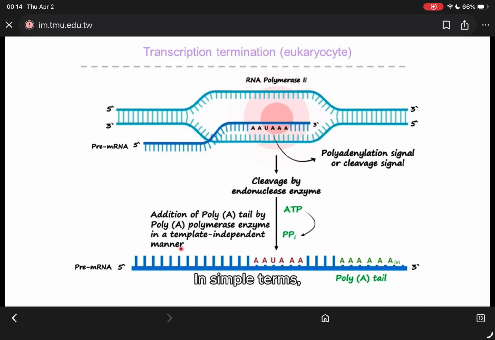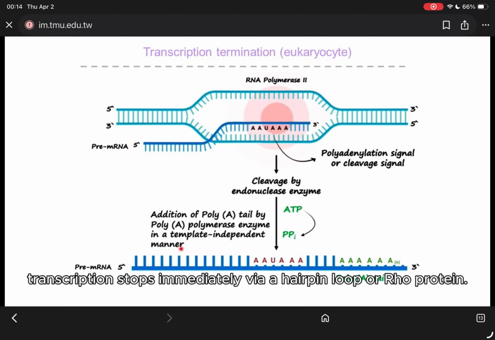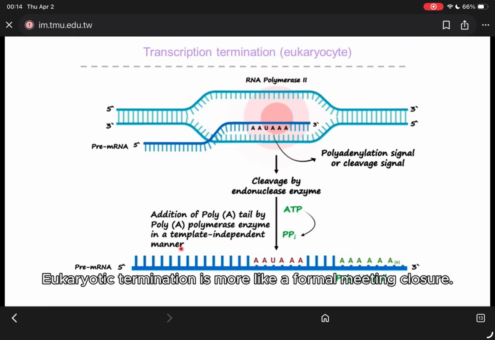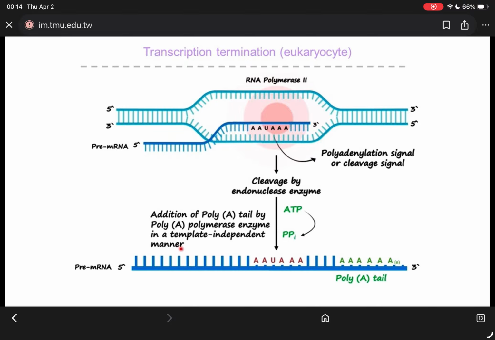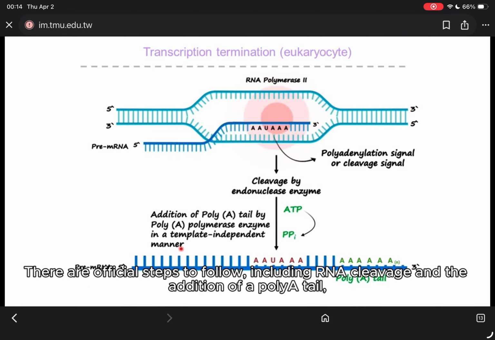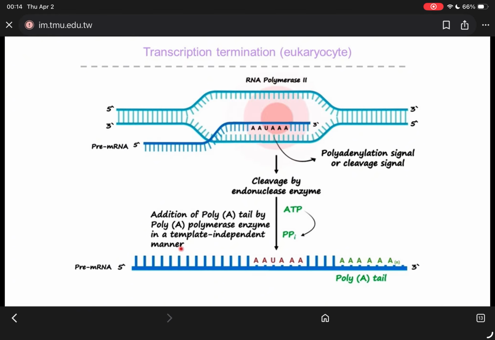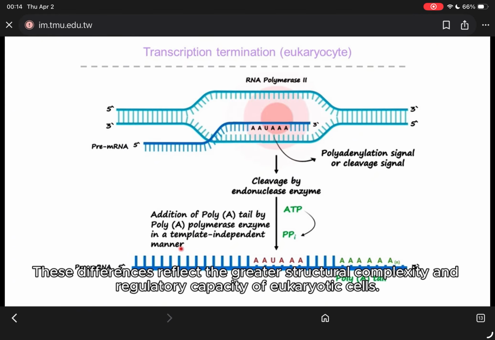In simple terms, prokaryotic termination is like a fast stenographer. Once the end symbol appears, transcription stops immediately via a hairpin loop or Rho protein. Eukaryotic termination is more like a formal meeting closure. There are official steps to follow, including RNA cleavage and the addition of a poly A tail before everything is properly wrapped up. These differences reflect the greater structural complexity and regulatory capacity of eukaryotic cells.